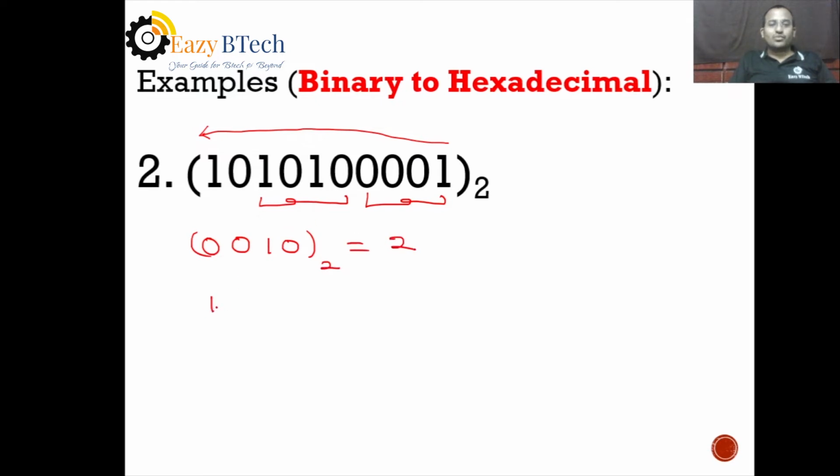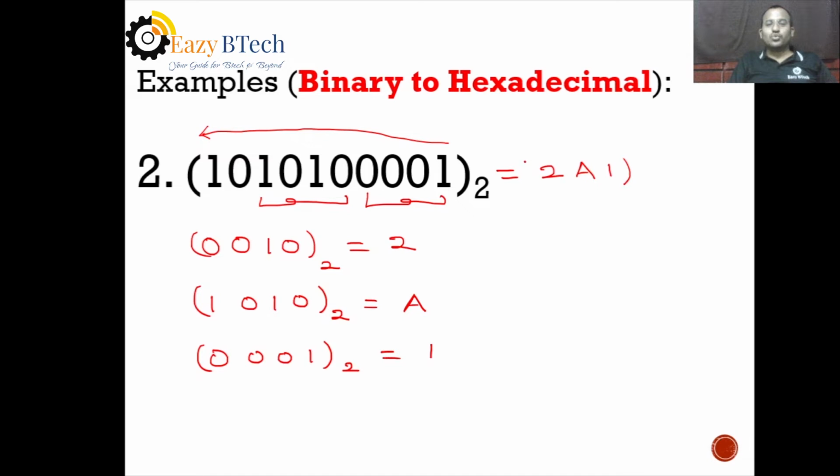So next 1, 0, 1, 0. The corresponding hexadecimal equivalent for 1, 0, 1, 0 is A. Next 0, 0, 0, 1. For 0, 0, 0, 1, the corresponding hexadecimal equivalent is 1. So for the given binary number, the corresponding hexadecimal equivalent is 2A1. So this is the corresponding hexadecimal equivalent.